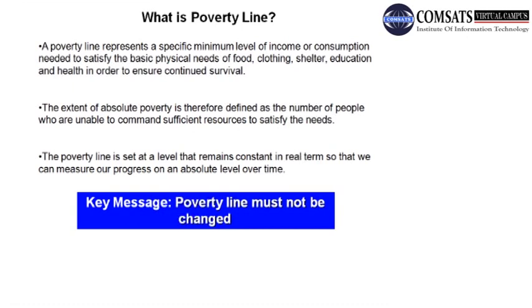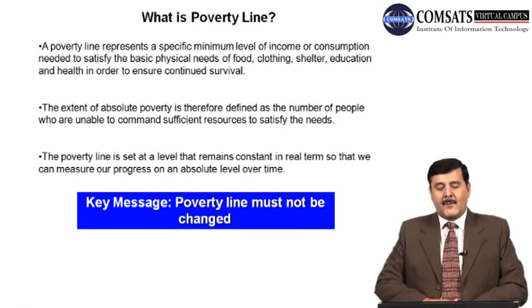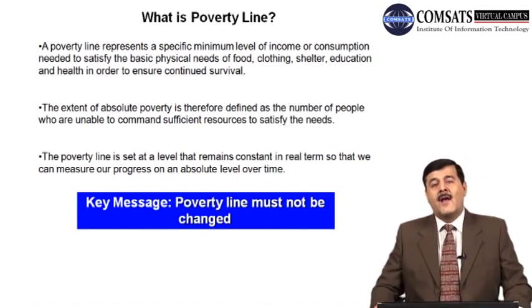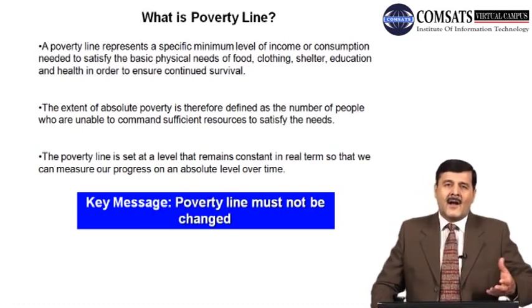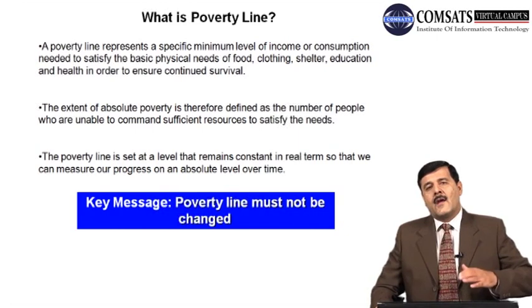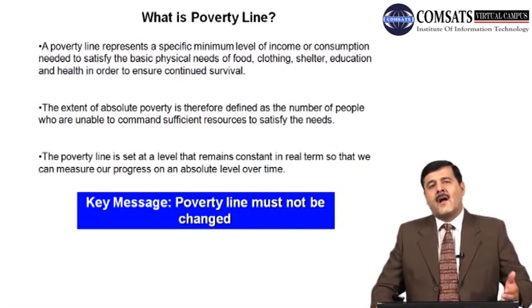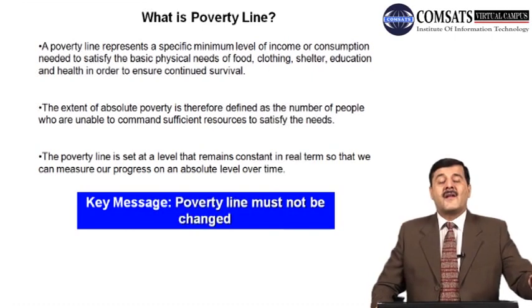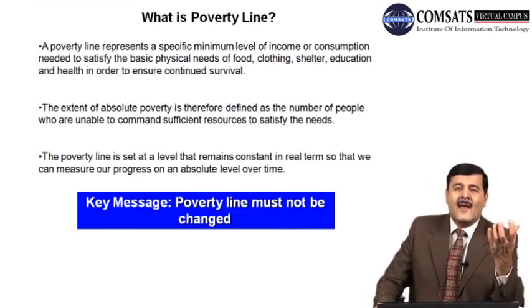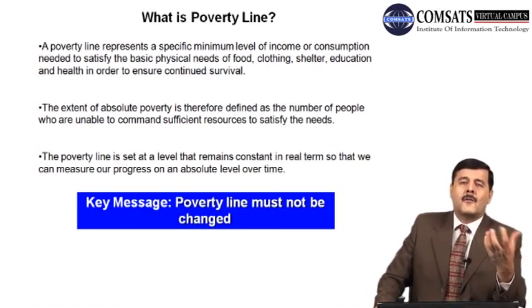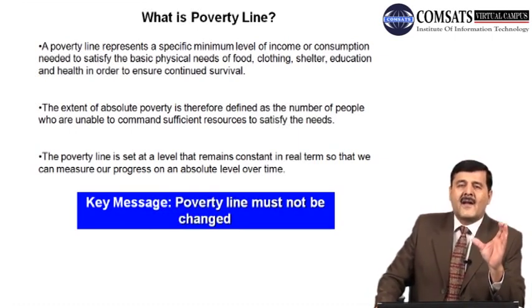So the key message from these two slides is that the poverty line must not be changed, right, over time. It must remain constant. इसको change नहीं होना चाहिए. Reason ये है कि if poverty lines keep on changing, you cannot measure how much you have reduced the poverty or how much is the increase in the poverty over the time period. तो आप उसको measure नहीं कर सकते कि मुख्तलिफ टाइमिंग्स में पावर्टी में, गुर्बत में कितनी कमी आई है या कितना इजाफा हुआ है.